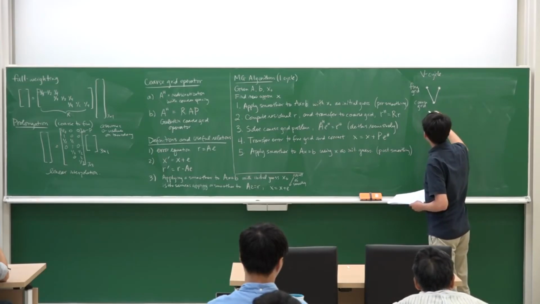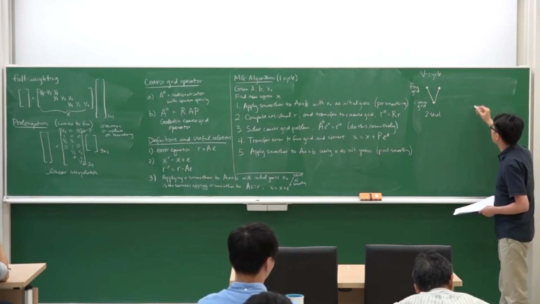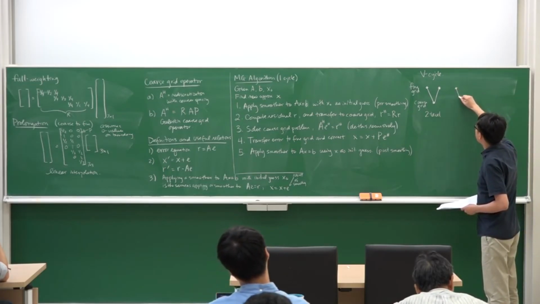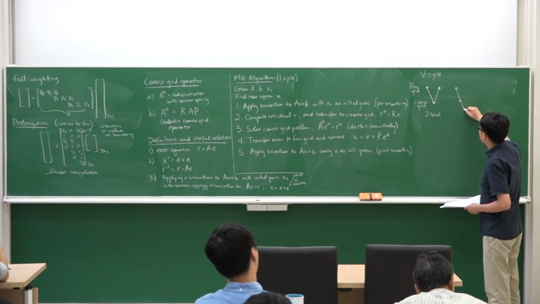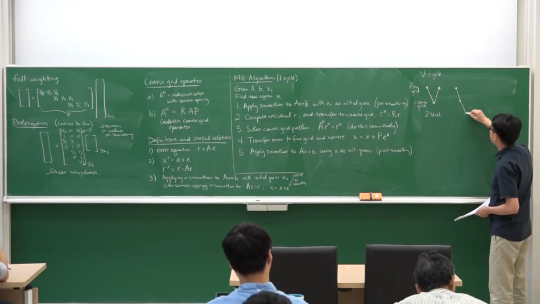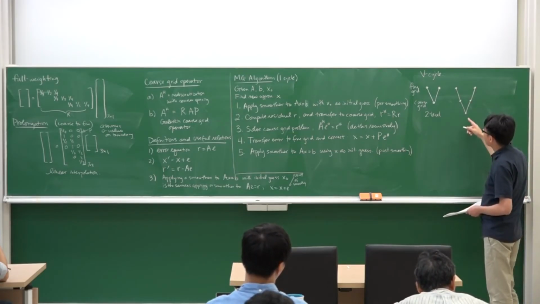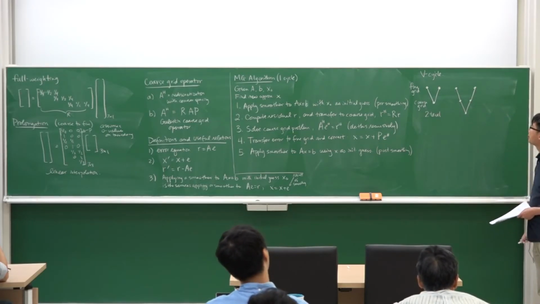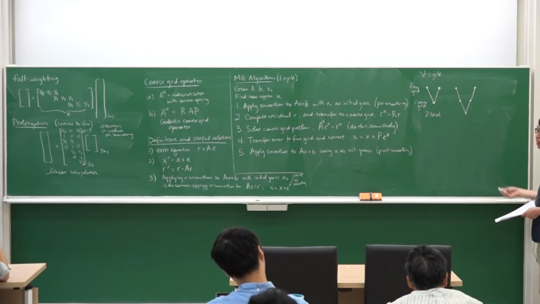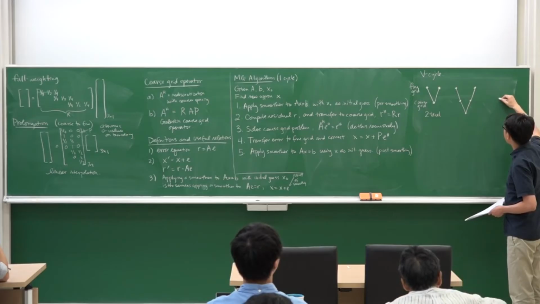And this is just the two-level V cycle. In general, you have a fine grid, you go down to a coarser grid, you go down to yet a coarser grid, and then you go back up. So then this would be called a three-level V cycle. And you may not have converged after one V cycle, so then you can take additional V cycles.